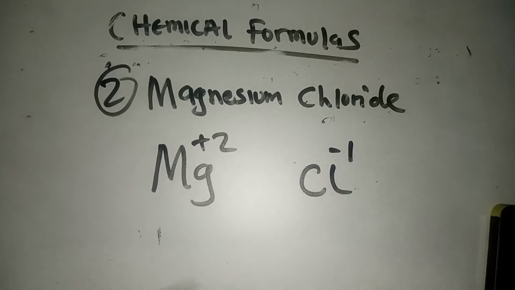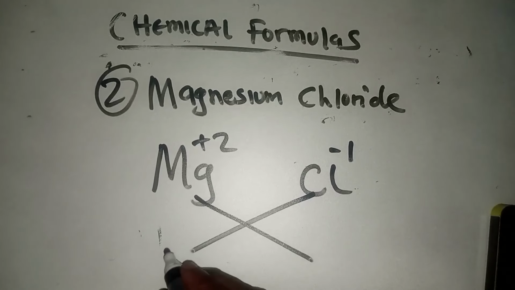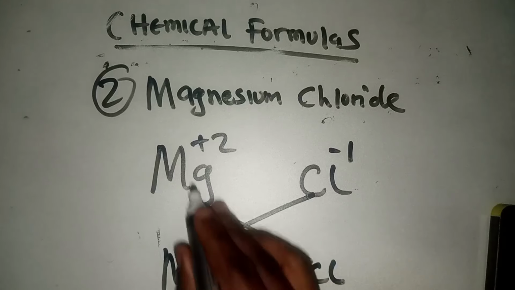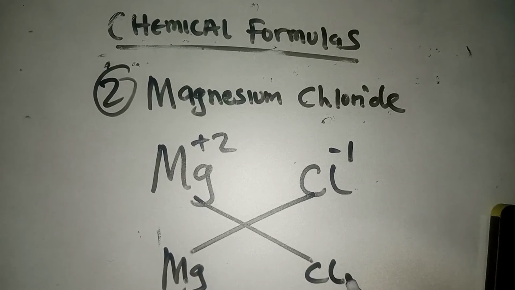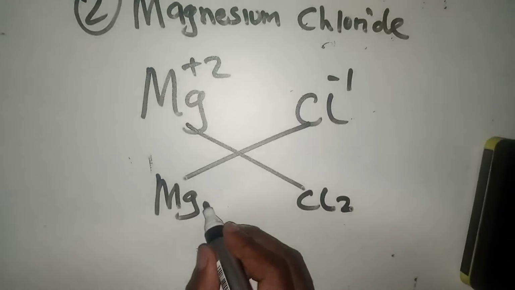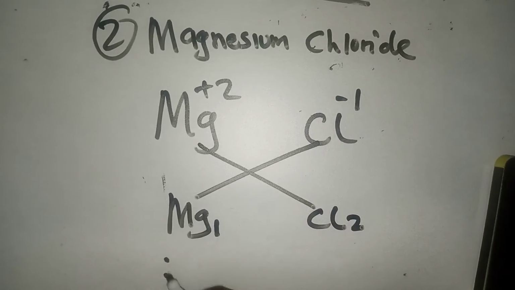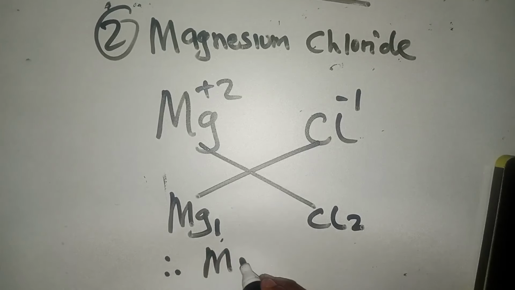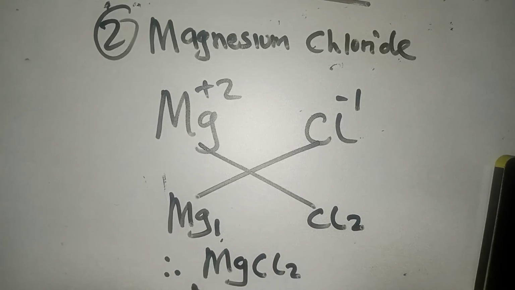This is a positive charge. You swap them, like we said. This one goes this side, then this one goes this side. So this one will have the valence number for magnesium, and this one will have the valence number for chlorine. Since magnesium has a subscript of 1, you just write Mg, then bring the 2 here: MgCl2. Then you have answered.